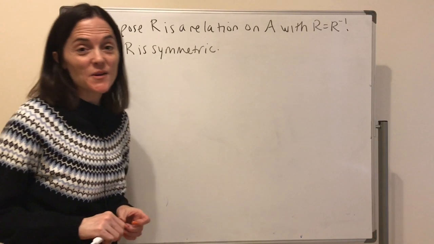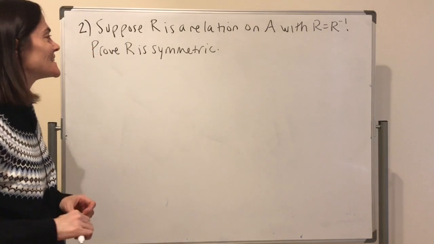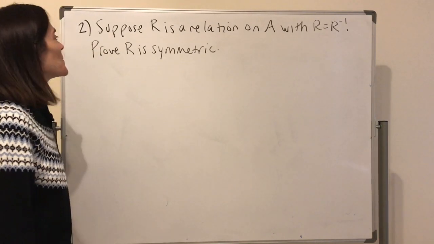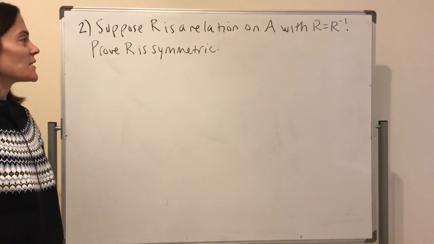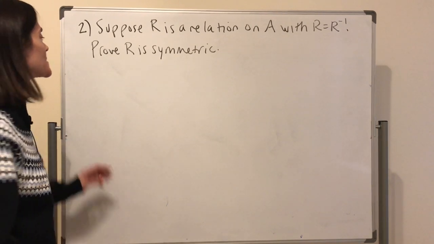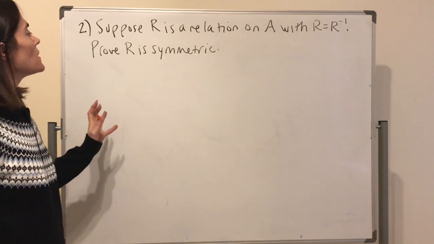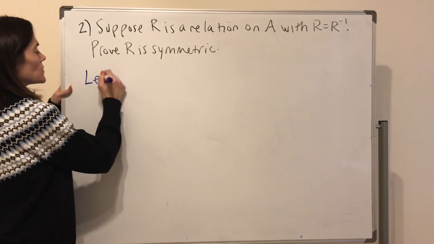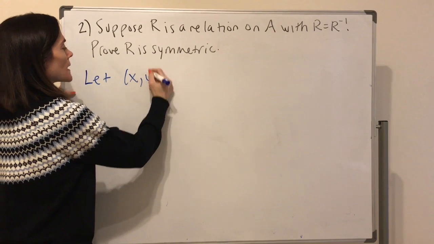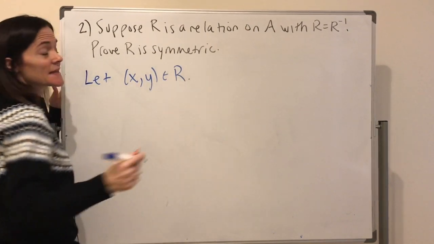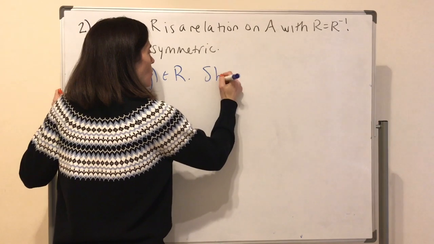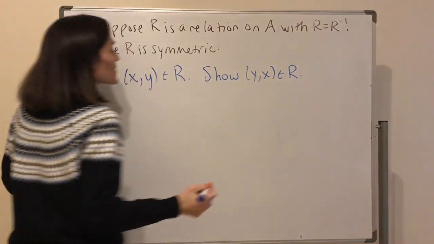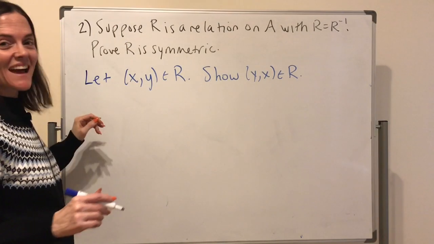This is in fact an if and only if statement, as I mentioned in one of the previous examples, but we just need to prove one direction. We suppose R is a relation on A with R equals R inverse and prove R is symmetric. Okay, well, we must think about what it means to be symmetric. So to prove this, let's say (x, y) is in the relation. And then symmetric means we need to show that (y, x) is in the relation. And then we will have symmetric. Here we go.